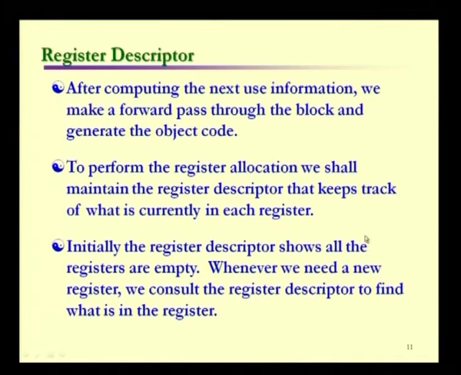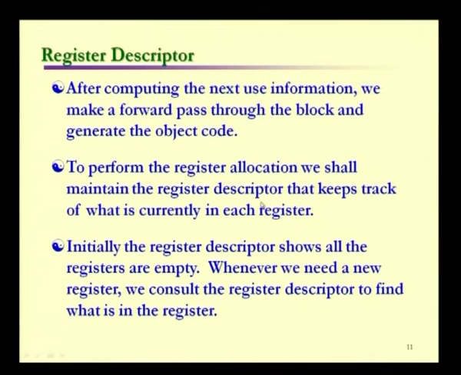There is another component called the register descriptor that will tell us what is there in a register. So, after computing next use information, we will normally do a forward pass throughout the block to generate the object code, and there is a need for thinking about register allocation. So, we will maintain a register descriptor that will tell us what is currently in a register.